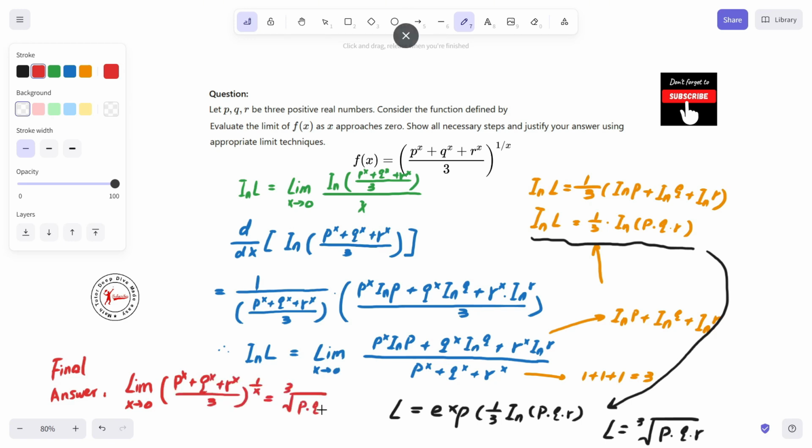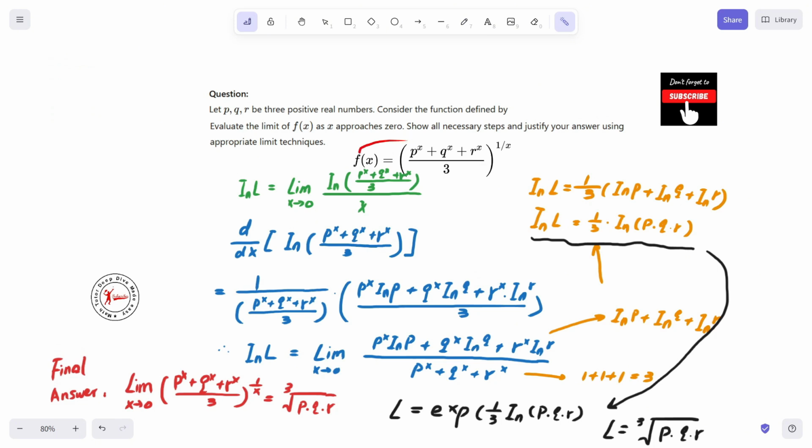Whenever you see a limit that has an expression raised to the power 1 over x, and the base tends to 1, you should immediately think about using natural logs and rewriting it as an exponential limit. Take the natural log first, apply L'Hopital's rule if needed, and once you simplify the log expression, don't forget to exponentiate at the end to get your final answer. This is a powerful and elegant trick for solving limits that involve exponential averages.